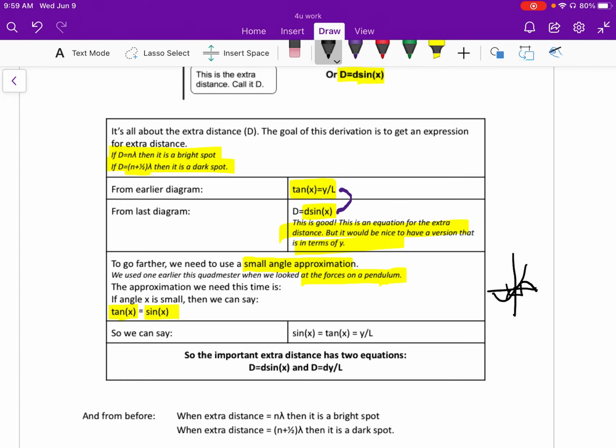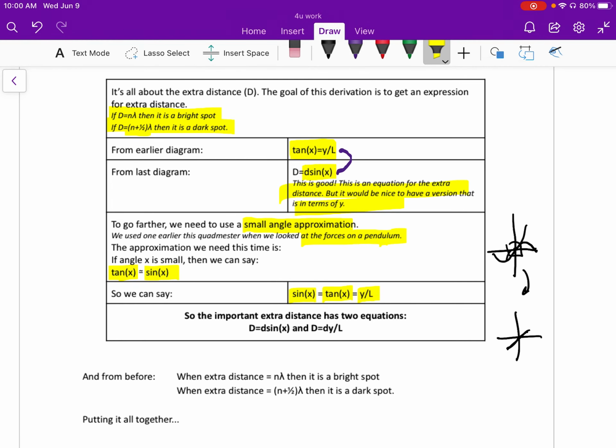But if we were to zoom in and look at just around the origin, the sine curve looks like that, and then does its swoopy thing, and the tan curve looks like that as well. And then the tan curve shoots up and down to those asymptotes. But if we zoom in on the origin, the sine curve and the tan curve look exactly the same. So in our small angle approximation, we can say that the sine of x is the same as the tan of x. And we know that the tan of x is y over L.